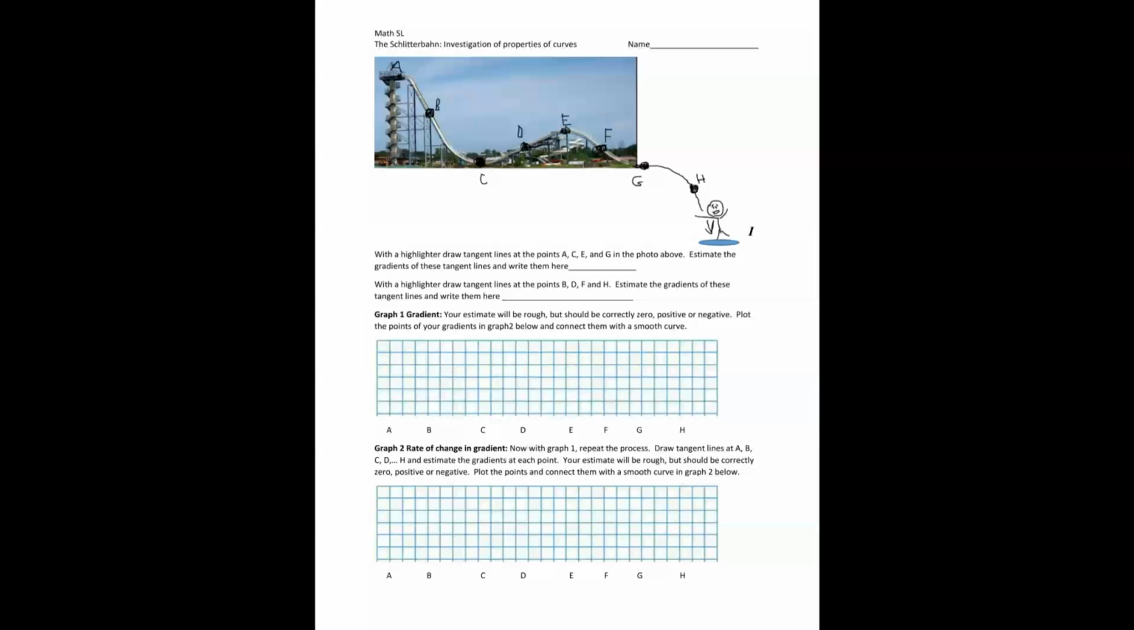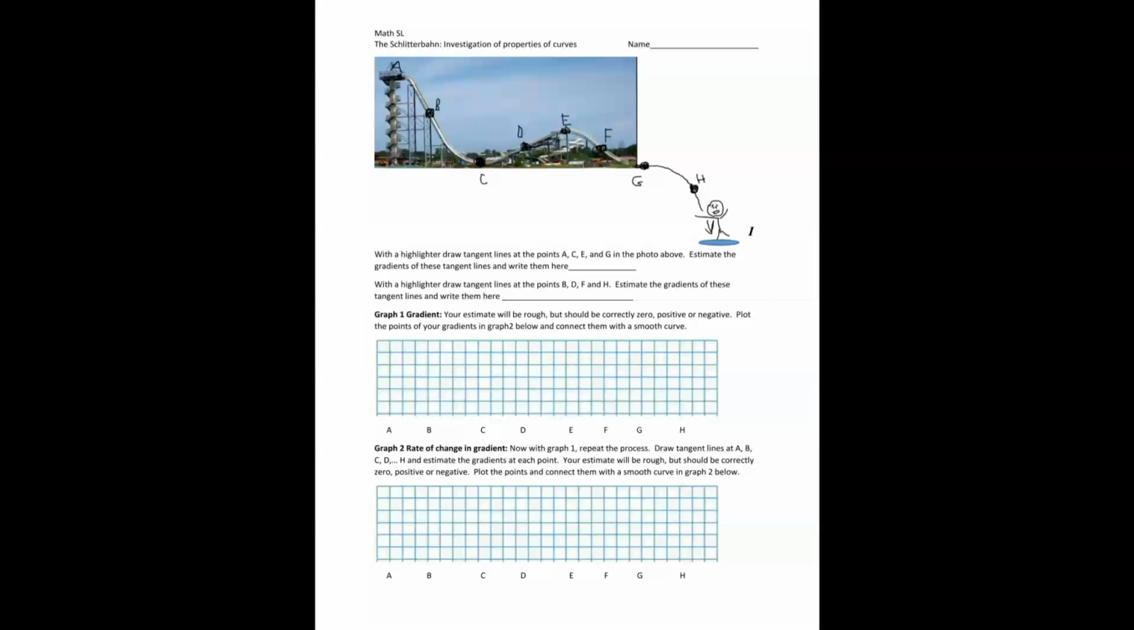It says first, with a highlighter, draw tangent lines at the points A, C, E, and G in the photo above, and estimate the gradients of these tangent lines and write them here. So you guys already know what tangent lines are. They are straight lines which hug the shape of the curve at the points they cross. And tangent lines only touch the curve at one point. So it says to draw them at A, C, E, and G.